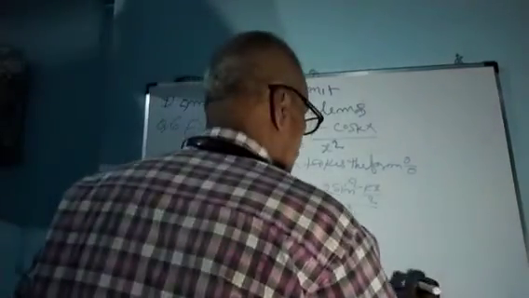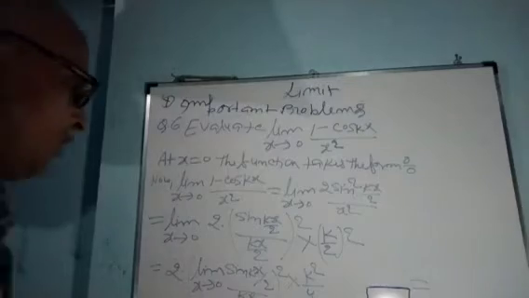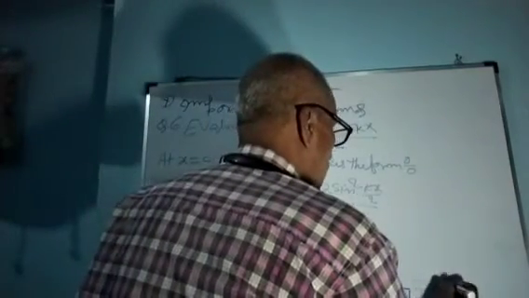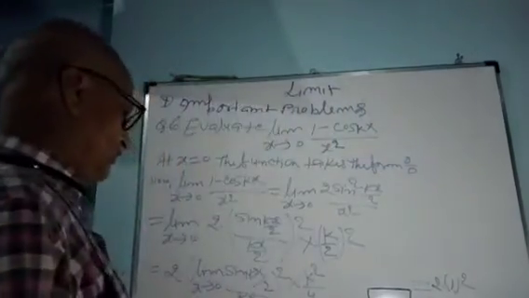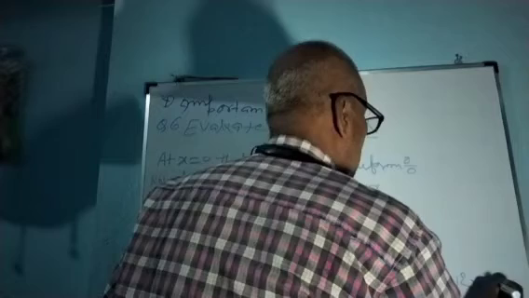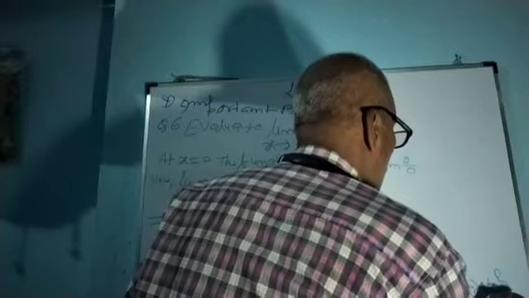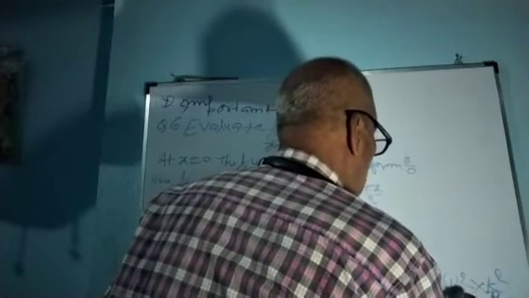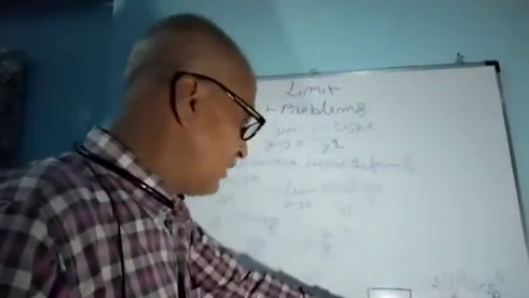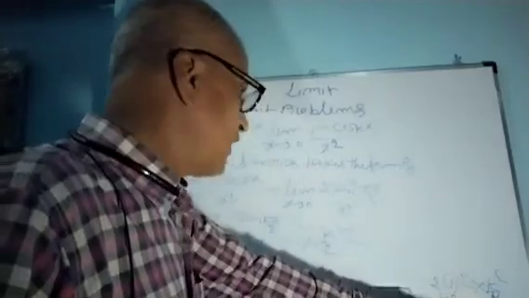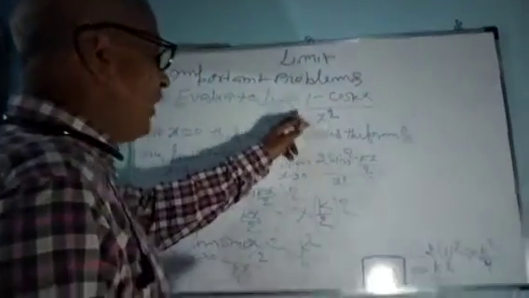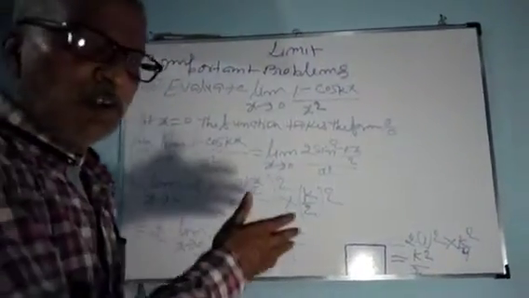This is equal to 2 into 1 square into k square by 4. This is equal to k square by 2. This is the required limiting value of this function, k square by 2. You note it in your notebook.